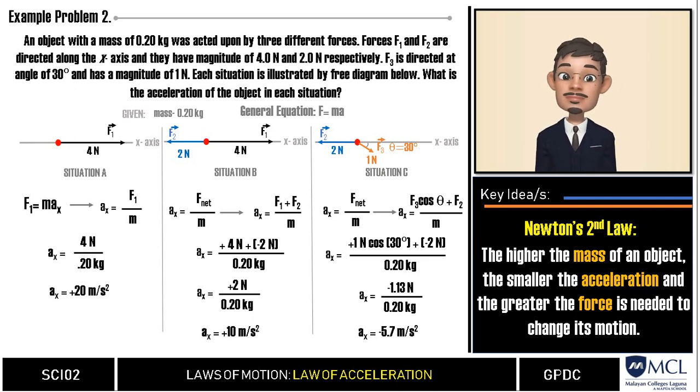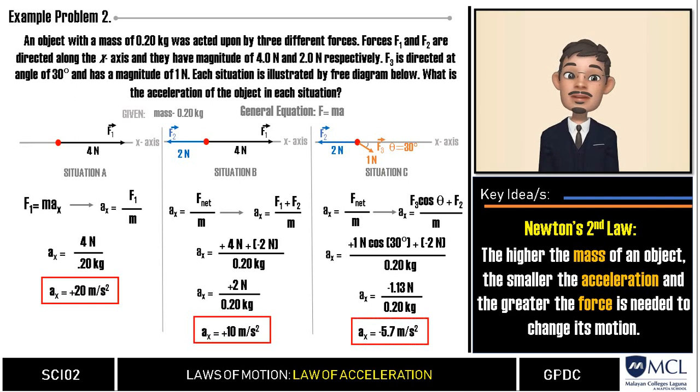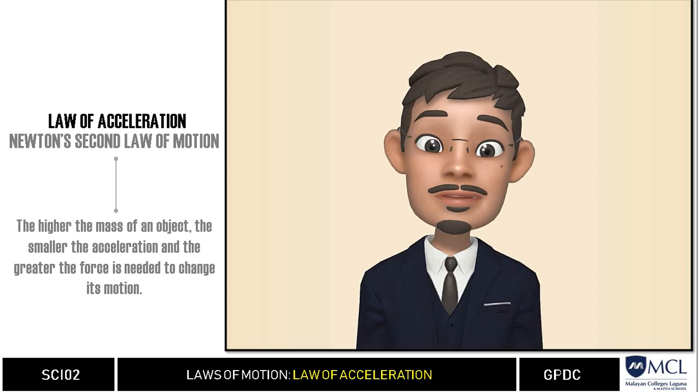So, we have three accelerations now for each case. The first one is 20 meters per second squared. The second one is 10 meters per second squared, and the last is negative 5.7 meters per second squared. I hope this is clear.